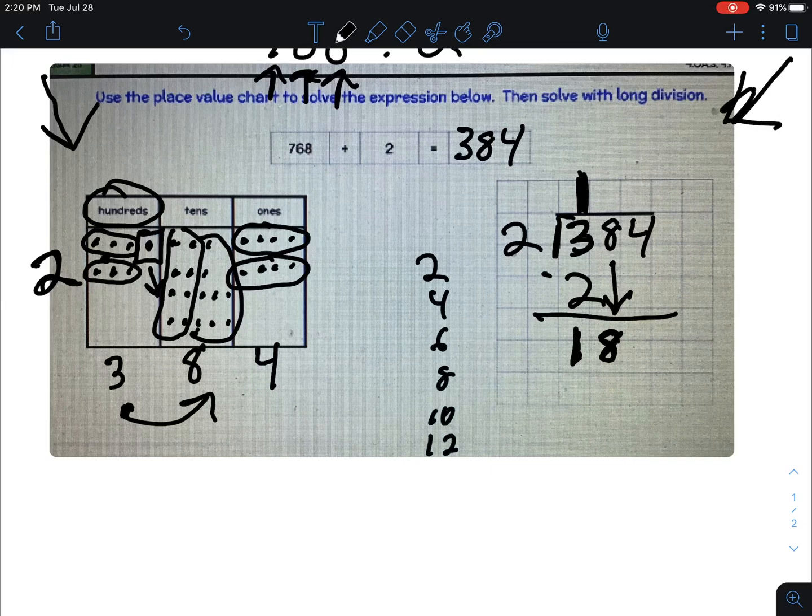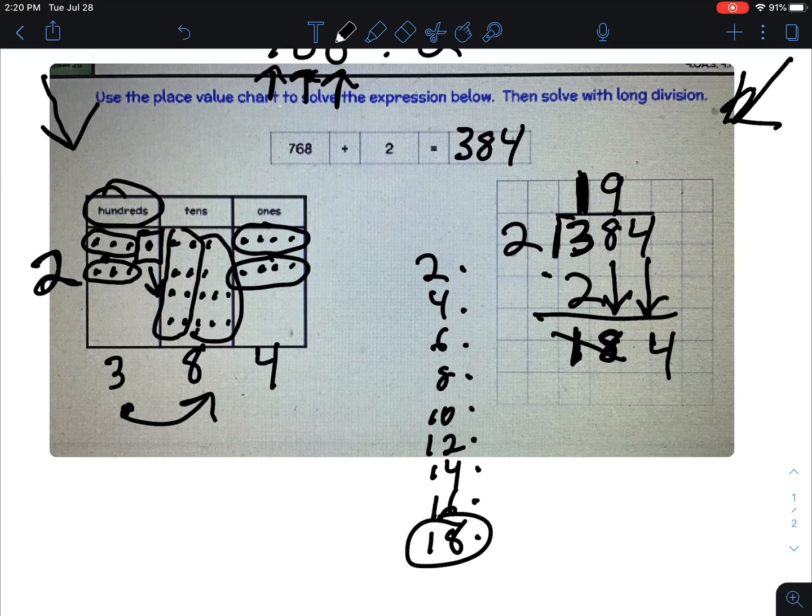So then again, how many 2's go into 18? You can count by 2's if it helps, or if you just know it, even better. It's 1, 2, 3, 4, 5, 6, 7, 8, 9. And it goes in equally because I get to 18, so I don't have any remainder. Then I just have to bring down my last number and say, all right, how many times does 2 go into 4? It goes in twice.